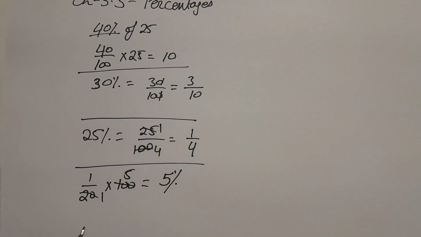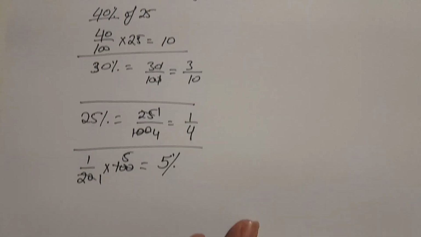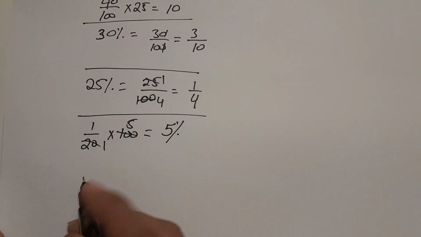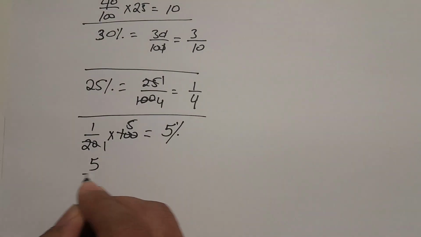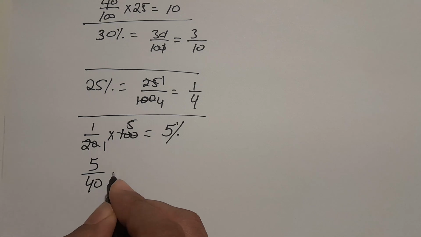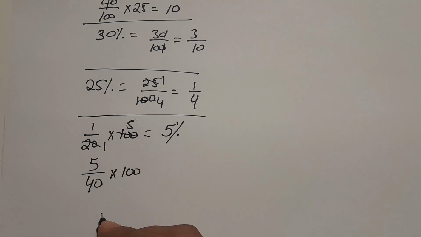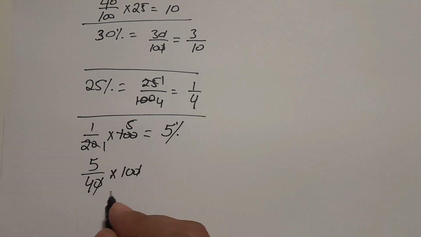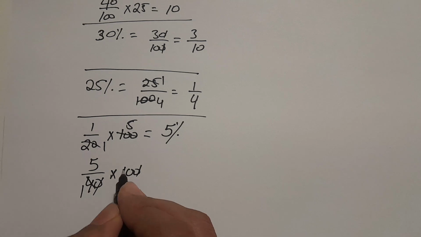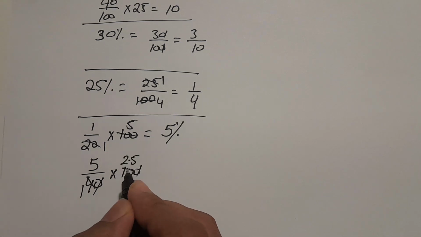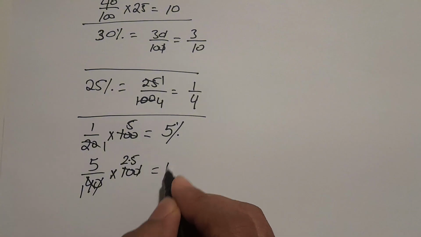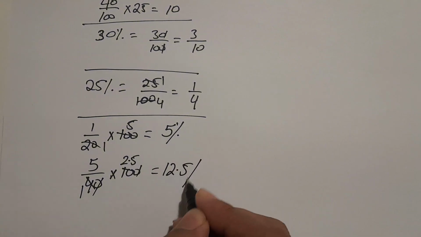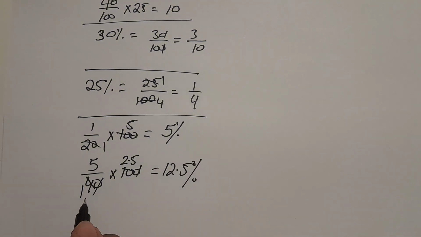So what we will do is, if we have any fraction, another example I will show is, if we have 5 over 40 multiplied by 100. So what we will do is cancel this and cancel this. So 4 ones are 4, 4 twos are 8, then 5 times 2.5 is 12.5%. So 5 over 40 is 12.5%.